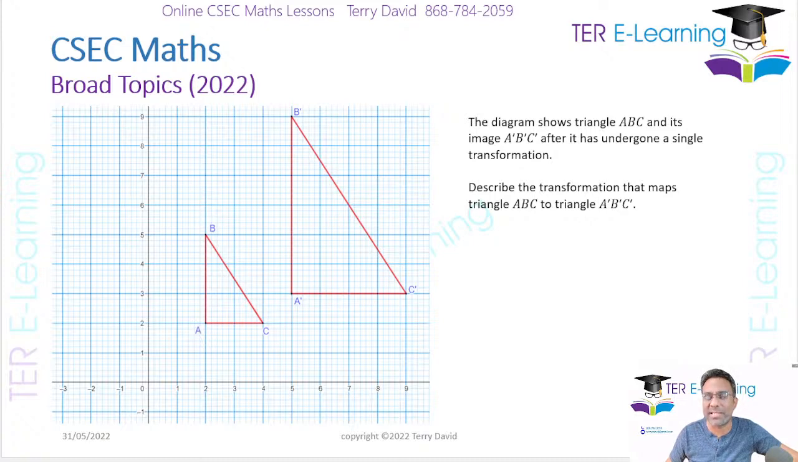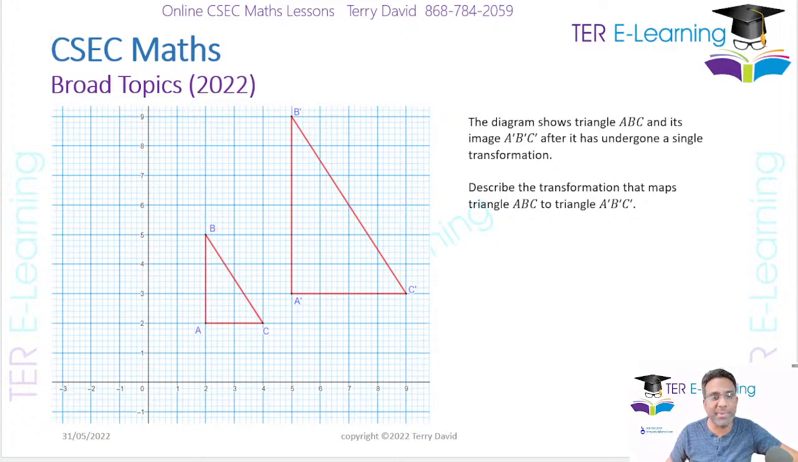Right, so somebody's asking about glide. Glide is not on your syllabus, so we don't. There are 4 of them we need to know for the exam: translation, reflection, rotation, and we need to know enlargement. There are 4 of them that we need to know for the exam.